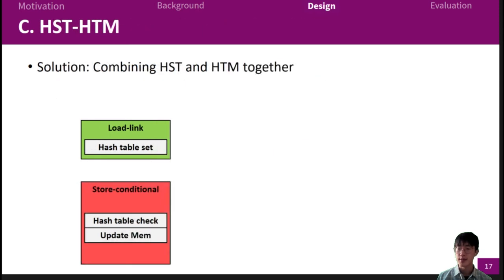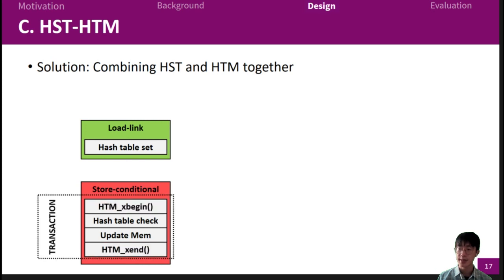To prevent these problems, our solution is to combine the HST scheme and HTM together. So this is the HST scheme. The load link sets the hash table, and SC checks the hash table entry and then updates memory. Remember we talked about the SC race condition. So here, we could use HTM to protect only the SC region to maintain the atomicity of SC. We instrument stores with hash table set, so the store between LLSC is checked by the lock-free hash table, and the store and SC race condition is avoided by the HTM protection.